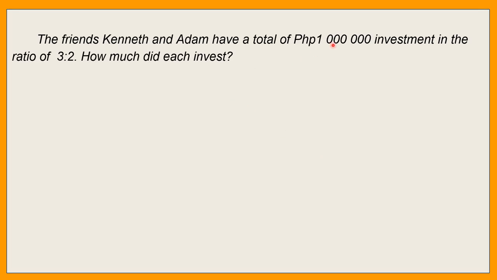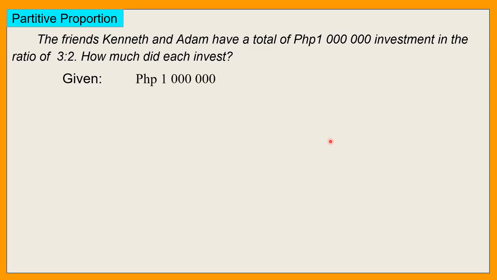So, since nandito yung total investment nila, and then hahatiin into 3 and 2 parts, this is a partitive proportion. Okay? So, given natin is 1 million pesos. This is the total investment nilang dalawa. At then yung ratio nila is 3:2. 3 parts for Kenneth, 2 parts for Adam.